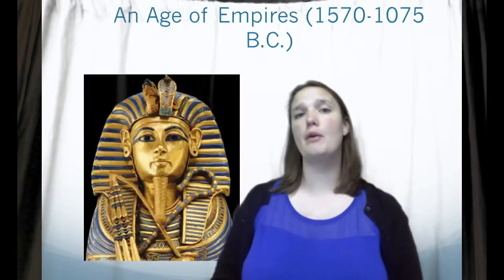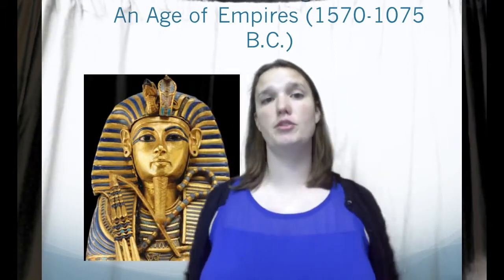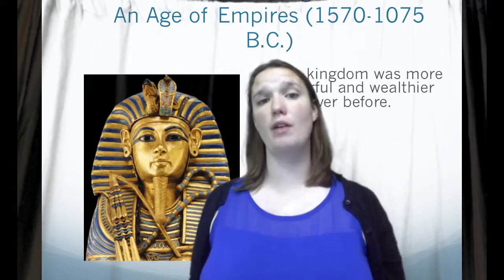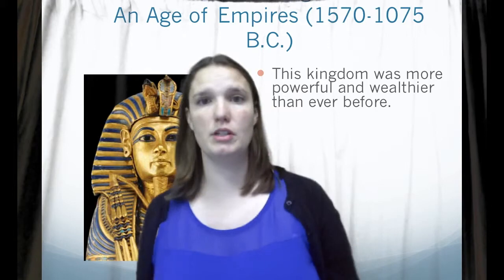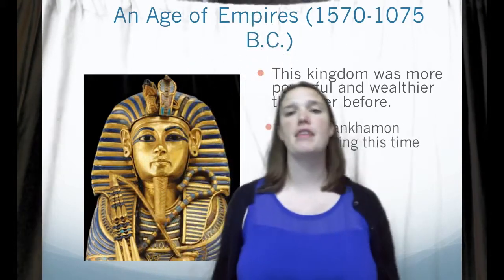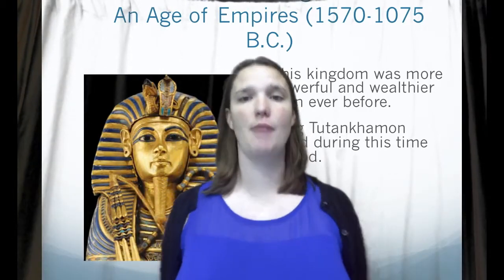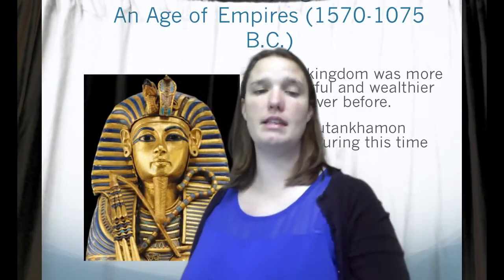So then we get our New Kingdom, the most recent, also referred to as the Age of Empires or Emperors, about 1570 to 1075 BCE. Okay, and this is where we're going to see some of our most well-known Egyptian rulers. This is more powerful, more wealthy than ever before. We have King Tutankhamun, who rules at this time period.